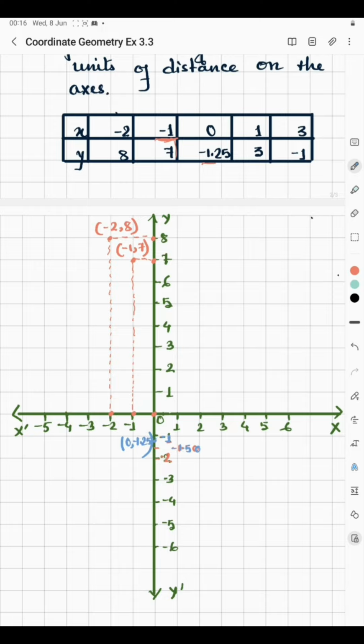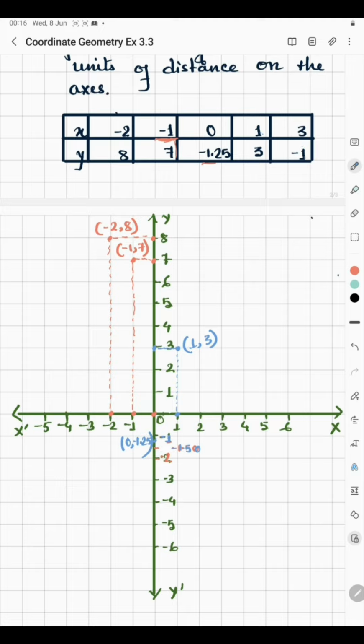Next we have 1 and 3. The value of x is 1 and the value of y is 3. So 1 is positive, so here is 1. And the value of y is also positive, so we'll go up, so here is 3. Now from 3, if you draw a dotted perpendicular line, and from 1 if you draw the perpendicular line, the two lines meet over here, so this is the coordinate 1, 3.